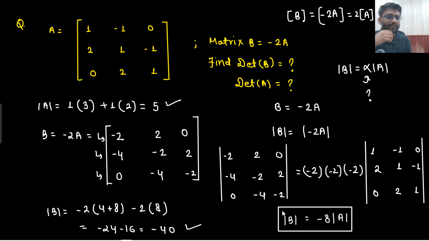Is that clear? So when it is about a matrix, you are multiplying by minus 2, then in each row it will be multiplied: row 1, row 2, row 3. But when you take it out, when it comes to the determinant, then from each row it will come out again and again. So minus 2 into minus 2 into minus 2.